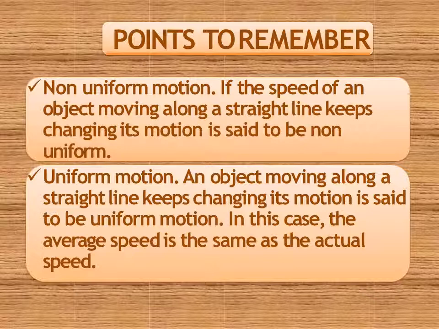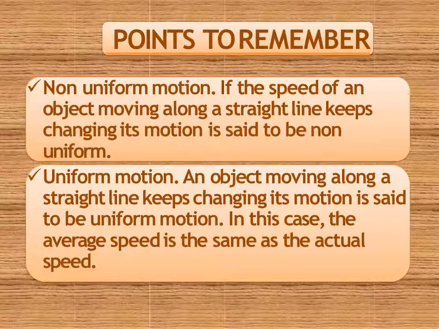Similarly, we have uniform motion. An object moving along a straight line at constant speed, covering equal distances in equal intervals of time, is said to be in uniform motion. In this case, the average speed is the same as the actual speed. So in uniform motion, we can say that a car has the same speed throughout its movement.